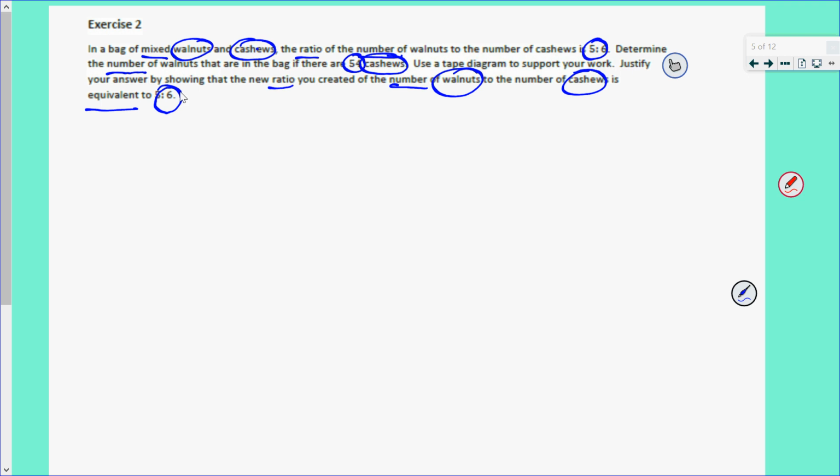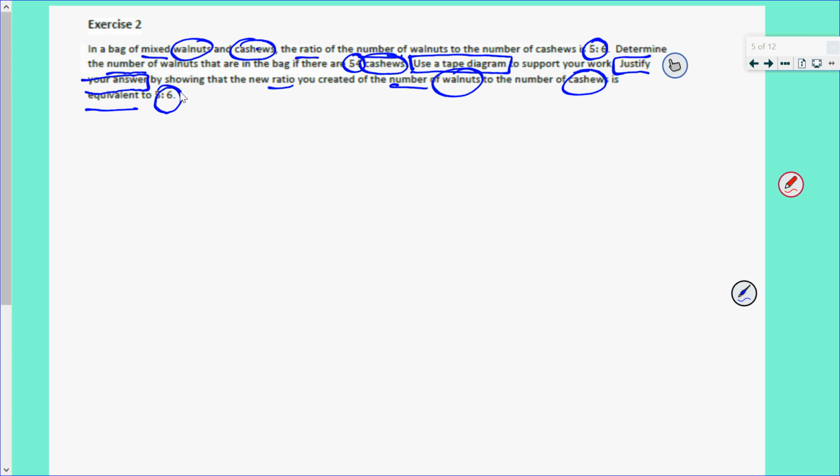What do I need to box? Okay, justify your answer. Good. That's an instruction. Justify your answer. What else? Use a tape diagram. There's an instruction as well. This is something we need to do. Another one.